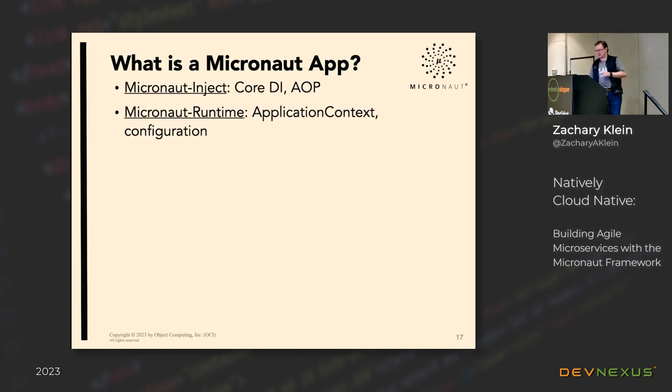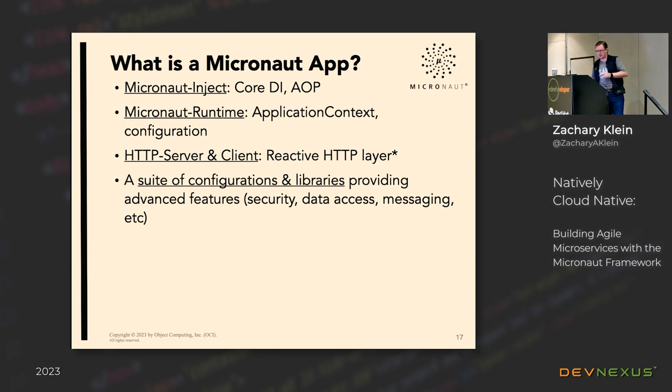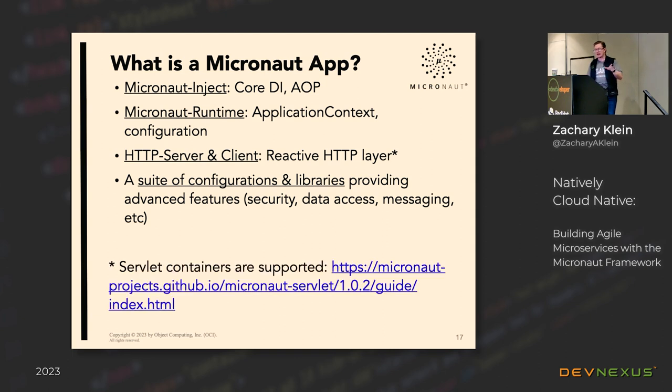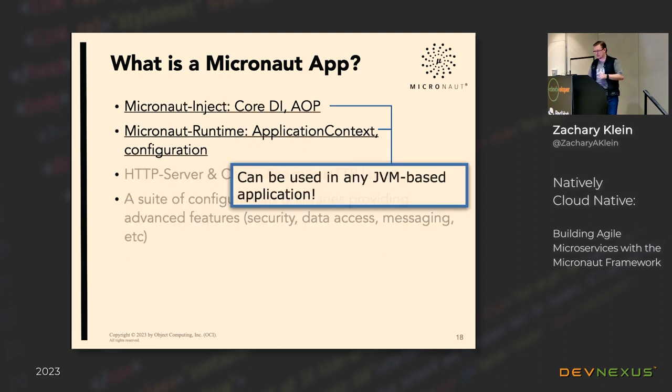So I want to look at the components here of a Micronaut app. We were looking at a project earlier, and I mentioned the Micronaut Inject, which is the core library that does this ahead of time compilation. There's then your runtime, and this is going to give you an application context so that you can have dependency injection, so you can load configuration. And then we mentioned that there's this reactive HTTP layer based on Netty for your controller, your server, and your client, and then there are all these other libraries. And by the way, you can actually deploy Micronaut to a servlet container. There's support for that now. So if you want to build a WAR file and drop it in Tomcat like we used to do, you can still do that with Micronaut, but that's not typically the way we see it used.